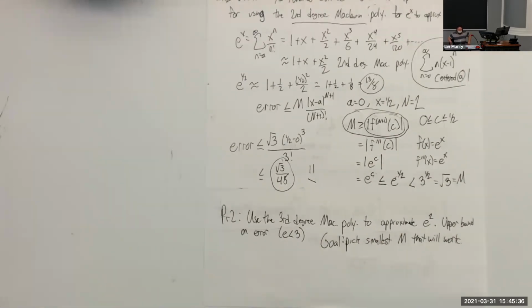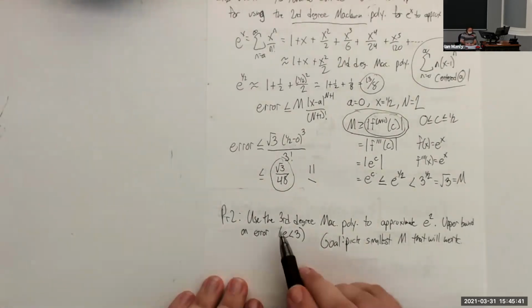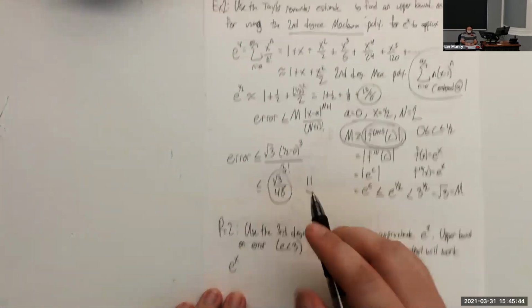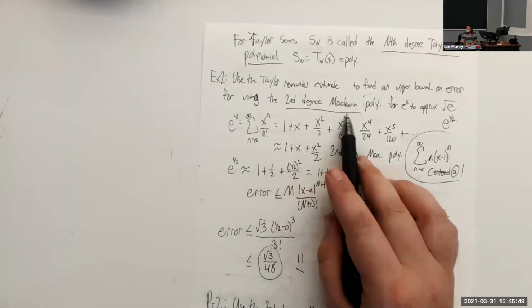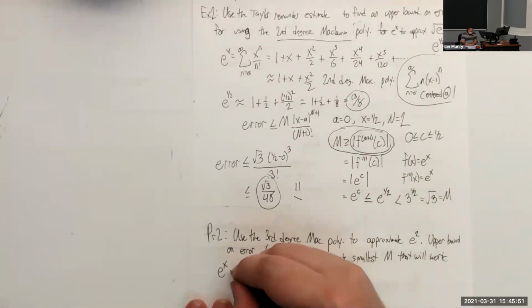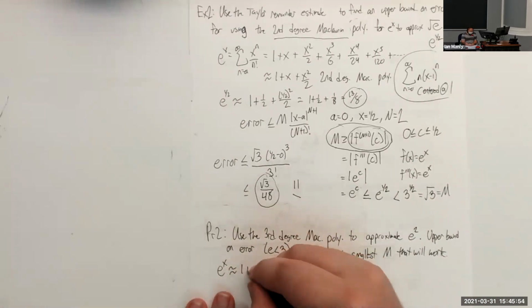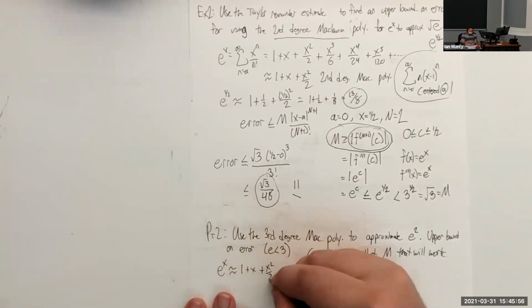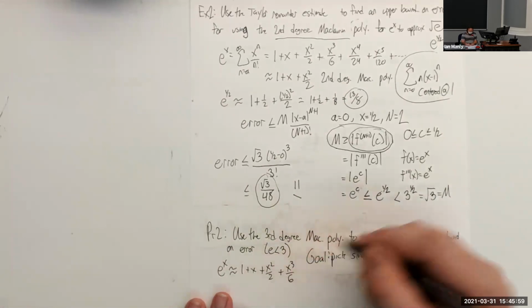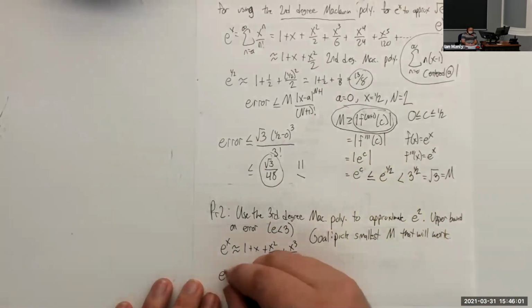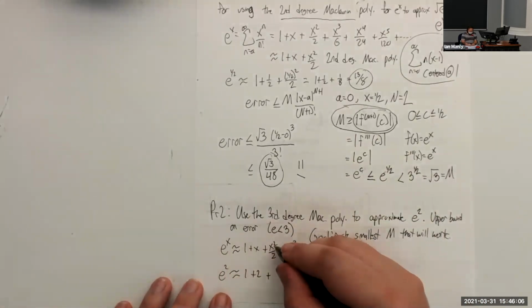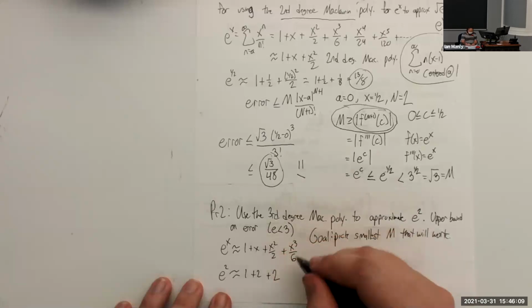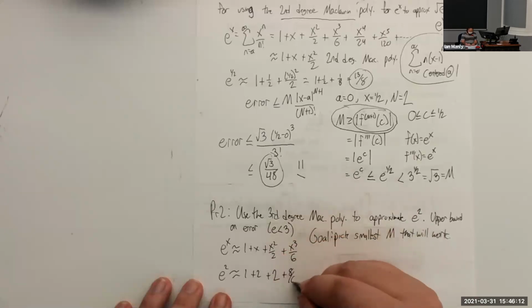All right, let's take a look at this, and then hopefully we'll have enough time to do our last application here. So I want to use the 3rd degree Maclaurin polynomial. So we go back up here, and we have our Maclaurin series. So we just go out to the 3rd degree this time. So I'm going to say that e to the x is approximately 1 plus x plus x squared over 2 plus x cubed over 6. So this tells me that e squared will be approximately 1 plus 2 plus 2 squared over 2, which is 2, plus 8 over 6.